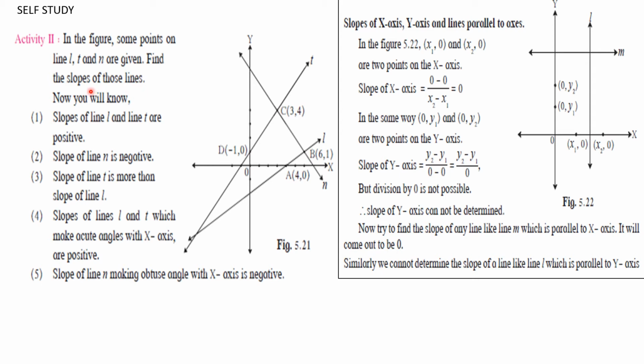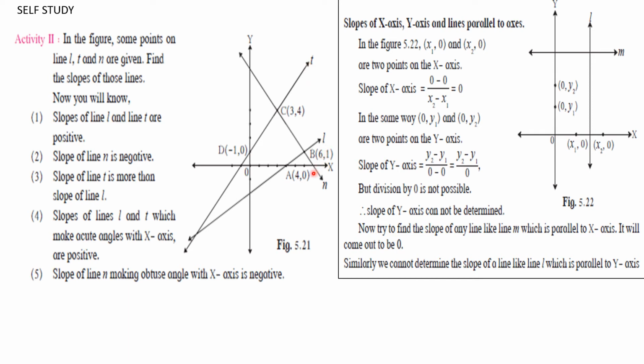Now we know how to get the slope. It is the ratio of the difference in y coordinates to the difference in x coordinates. Slope of line L and slope of line T are positive. This is line L, line T, whose slopes are positive. Slope of line N is negative. Slope of line T is more than slope of line L.